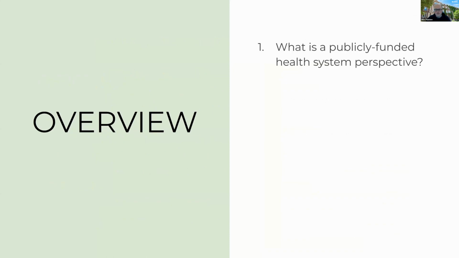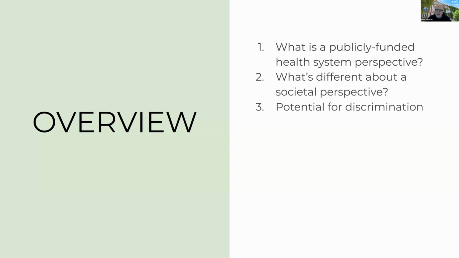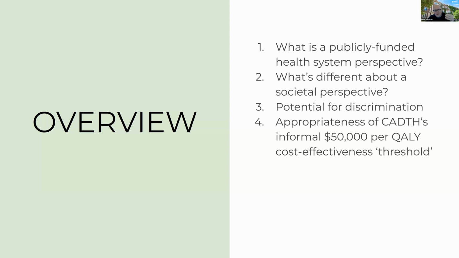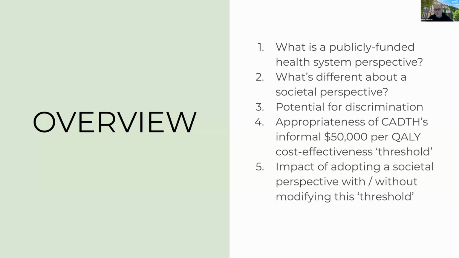So a quick overview of today's presentation. We're going to go over what is a publicly funded health system perspective, what's different about a societal perspective, the potential for discrimination under a societal perspective, which is one of the more controversial aspects of a societal perspective. I'm then going to talk about CADTH's informal $50,000 per QALY cost effectiveness threshold, whether that's appropriate under the current publicly funded health system perspective, and the implications for that informal threshold if CADTH were to adopt a societal perspective. What would the impact be of adopting a societal perspective with and without a modification to that cost effectiveness threshold? And then finally, some recommendations. I will also be making recommendations throughout the presentation, but these are just a final set of recommendations.